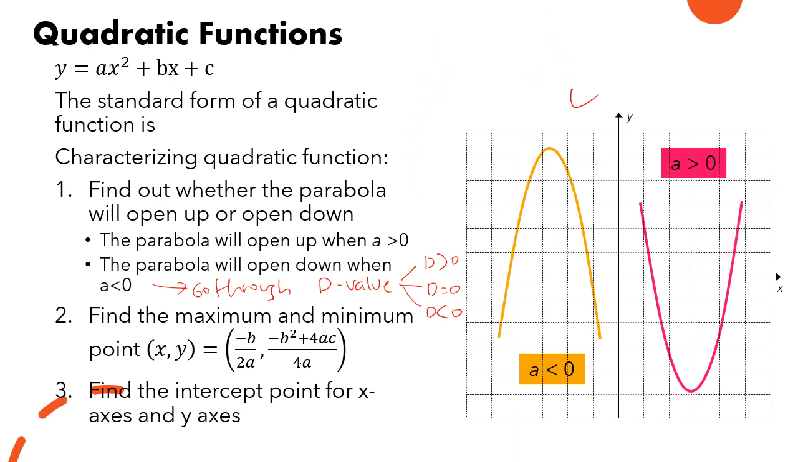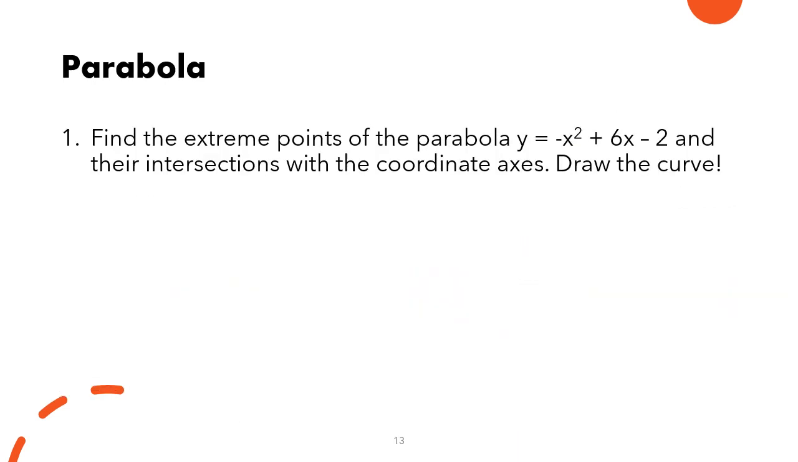Okay, we'll go to the next example. Find the extreme points of the parabola y equals minus x squared plus 6x minus 2, and their intersection with the coordinate axes. Draw the curve. Y equals minus x squared plus 6x minus 2. Define the a given. What is a? A is minus 1, b is plus 6, c is minus 2.